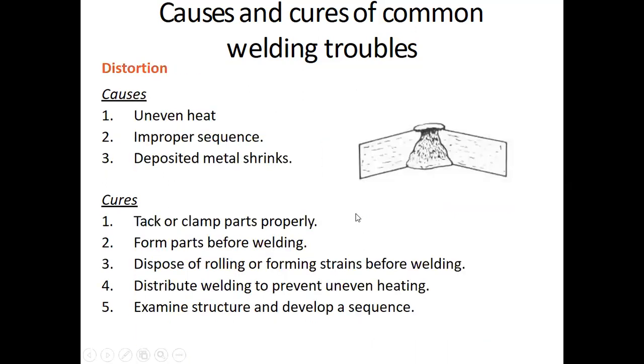Another thing is distortion, right? In case of warping, it was a kind of curvy shape, right? It was warping. Here, this is complete distortion, in the sense it also shifts the angle as well. There was curvature there. Here you are having this kind of angular misalignment, right? Uneven heat is one thing. Improper sequence, and deposited metal shrinks also. The shrinkage, as we have discussed.